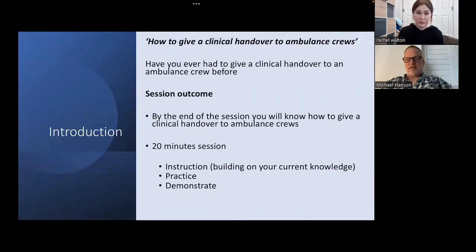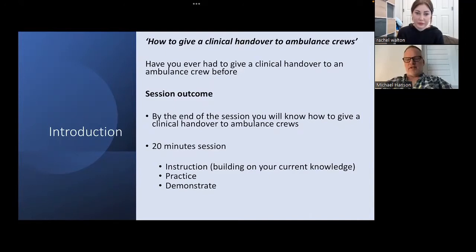Firstly, you've studied nursing, Rachel. Have you ever had to give a clinical handover to an ambulance crew before? I have, yes, not to an ambulance crew, but to hospital staff. Yeah, that's correct. Okay. Cool.